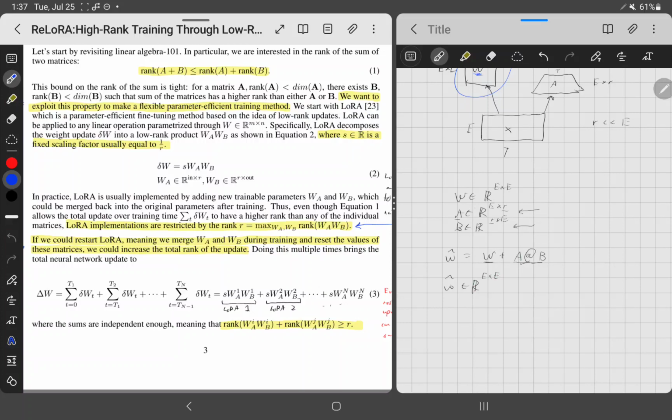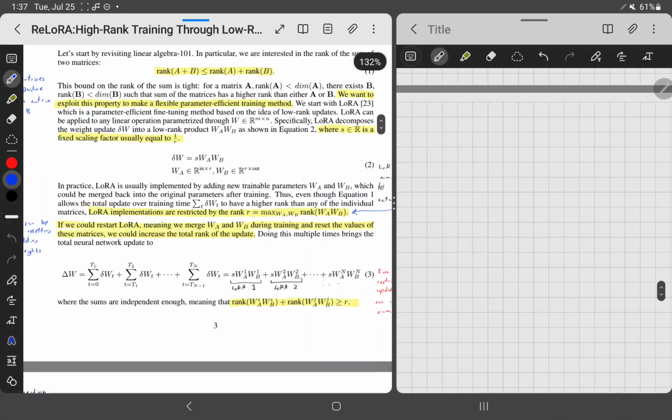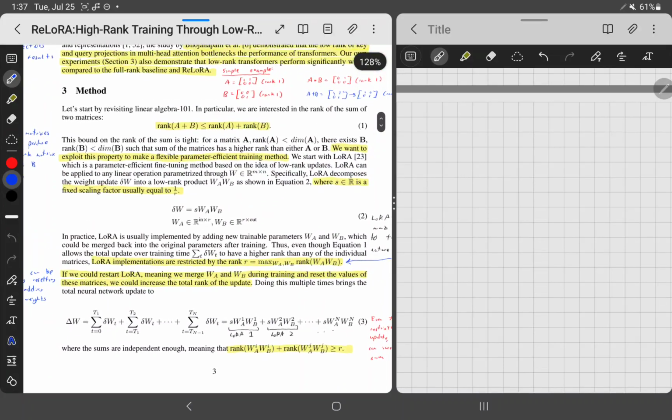And you can also weigh these terms. Maybe you add a little S here, where S is equal to maybe 2, maybe I want to weigh A and B higher. But yeah, that's basic LoRa. Now their idea is, what if we use multiple LoRa's, which is a good idea, but how do you do that in a smart way?